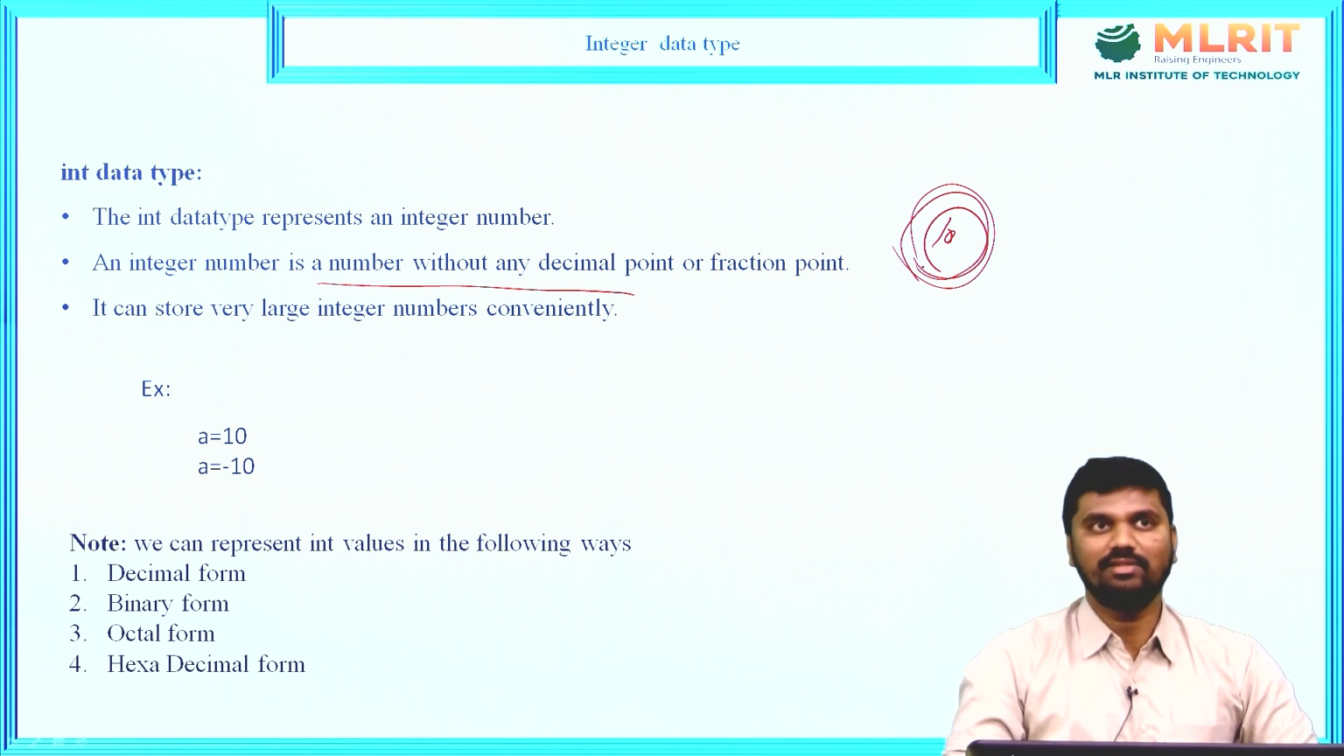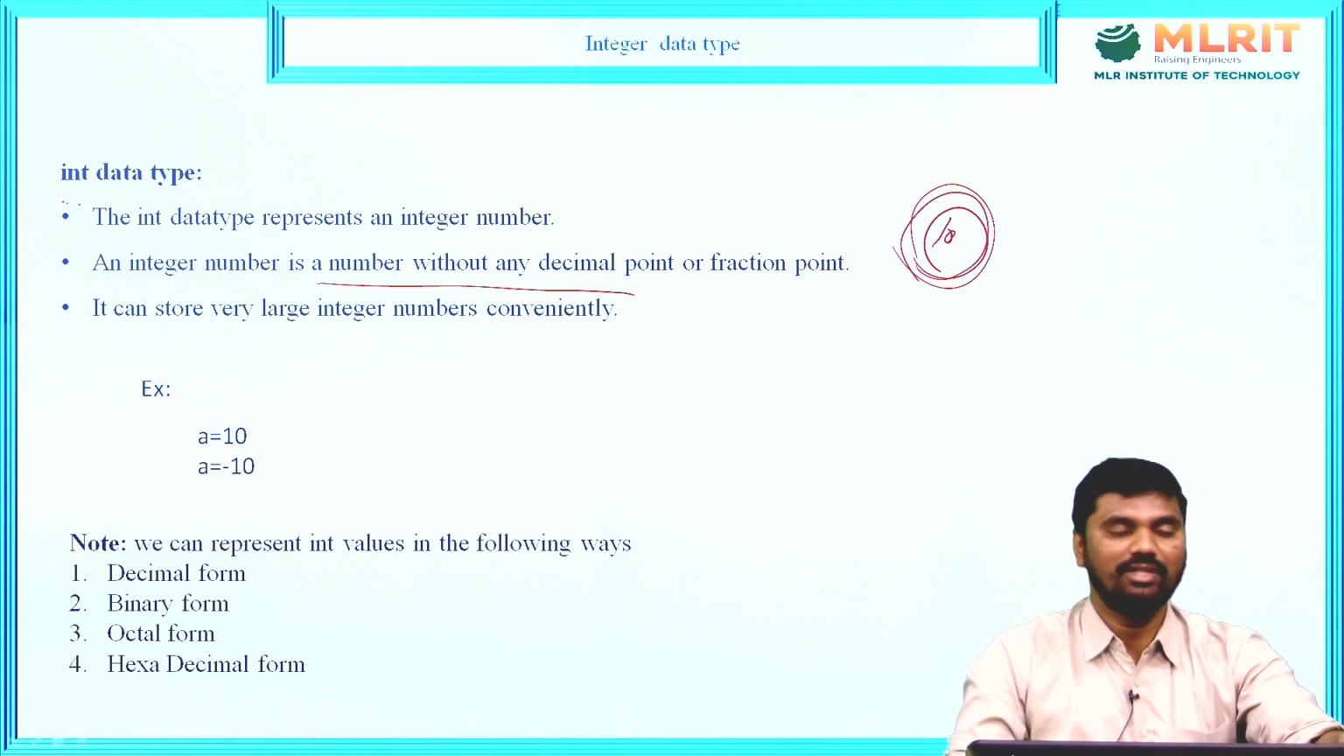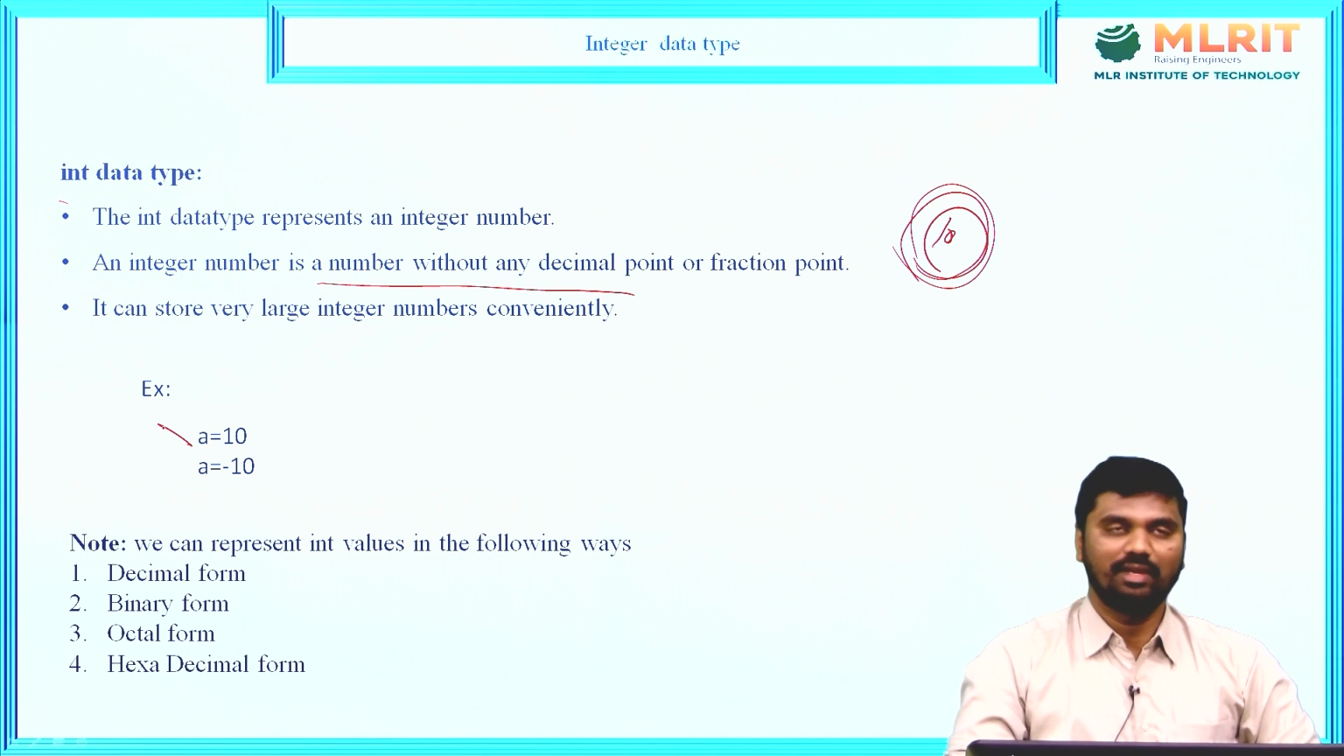But there is one statement I need to discuss with you. Up to Python second version we have the long data type, but from Python third version the long data type is removed. That means there is no functionality for the long data type. So if you want to store large numbers, you use the int data type only. Here is the example, a equals 10. It is an integer value, and negative values are also considered integers.